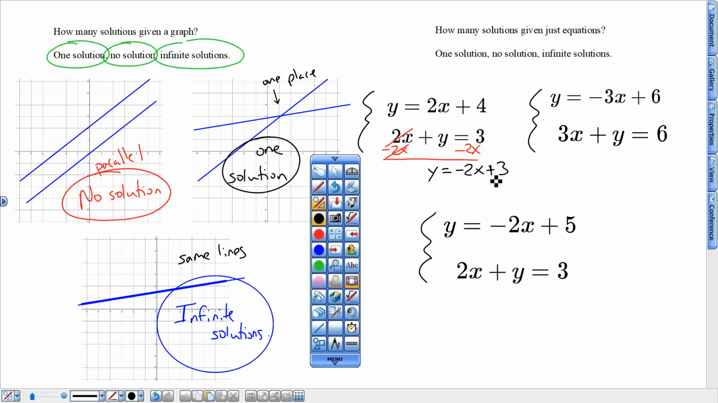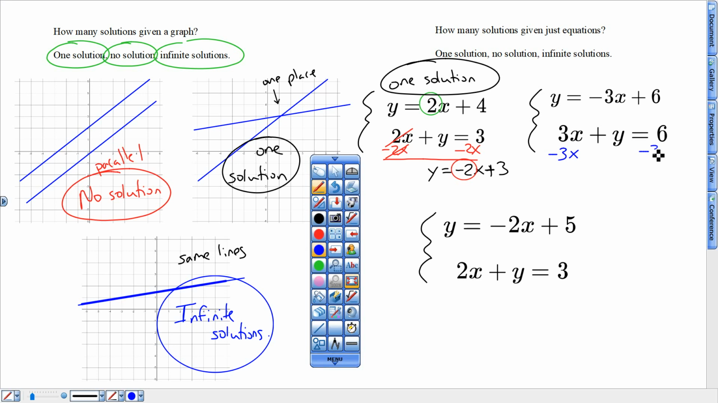And what you need to memorize is this. Again, as soon as I see that these are different numbers, that's automatically one solution, without even looking at a graph, because my slope numbers are different. If I go over here and solve this one, that gives me y equals negative 3x plus 6, and that is the exact same. So that is infinite solutions.